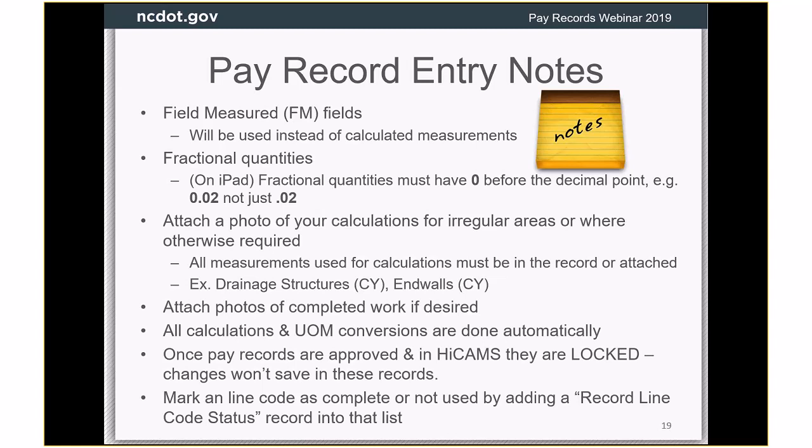Once the pay records are approved and in HighCamps, they're locked, and you will not be able to save changes. You'll be able to go in to edit on it, but when you save it, it won't save. It won't change anything. Once they're locked, I'll tell you later in this presentation what you have to do if you really made a mistake and needed to make a change. And we also have the ability to mark a line code as complete or not used with a special kind of entry in the pay record table. I know this is a lot of text on this one.